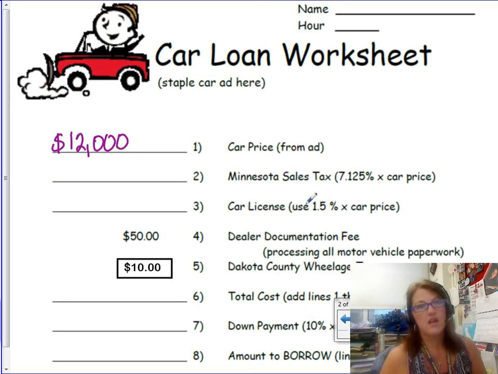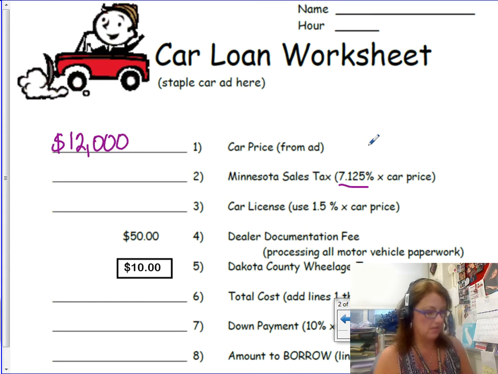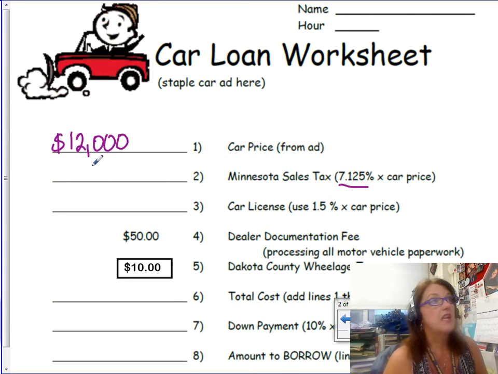Now, sales tax, we're going to say you're buying it from a dealer, and the Minnesota sales tax is 7 1/8%. So notice after each item here, I tell you exactly what to do mathematically. So take your price, whatever it is, and multiply it by 7.125%. Now, I got to crank mine out here. In my case, it's $855.